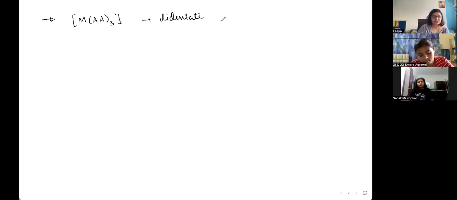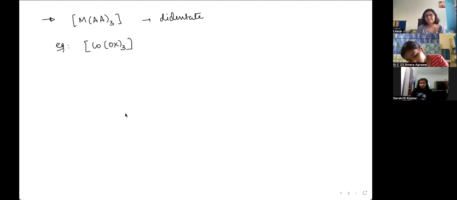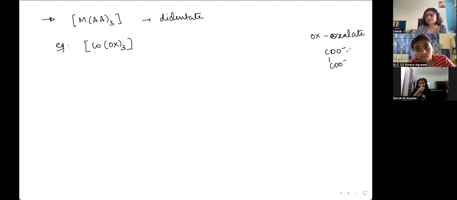For example, if you're talking about cobalt oxalate, if you don't remember, oxalate is the anion of oxalic acid. This is what it looks like, COO minus, COO minus. These are the two places where it can link. So this is what its structure looks like.